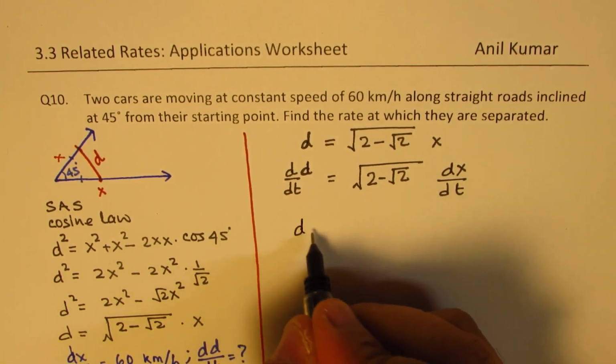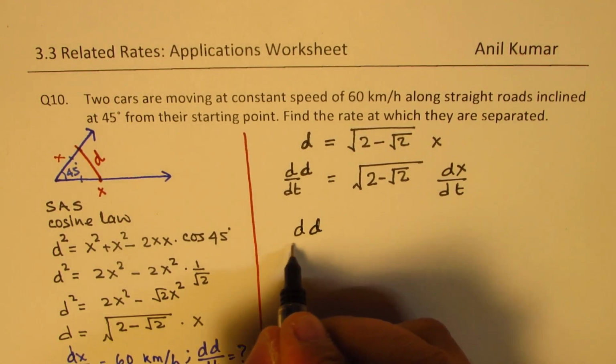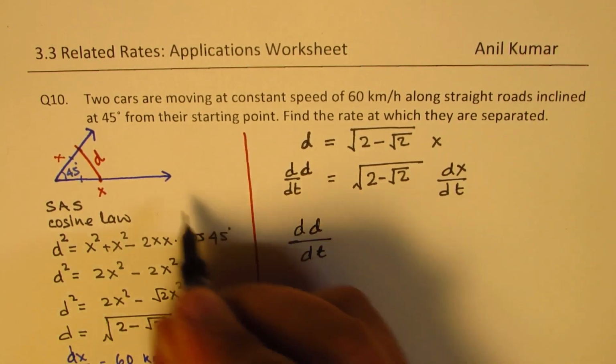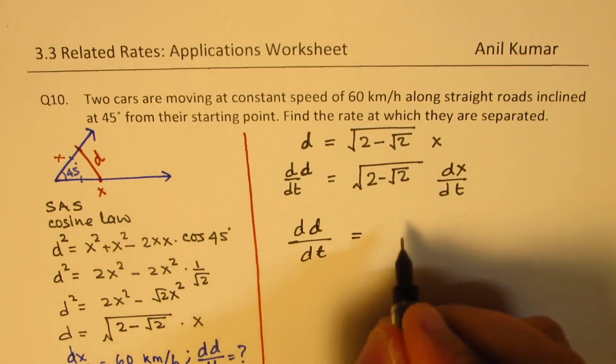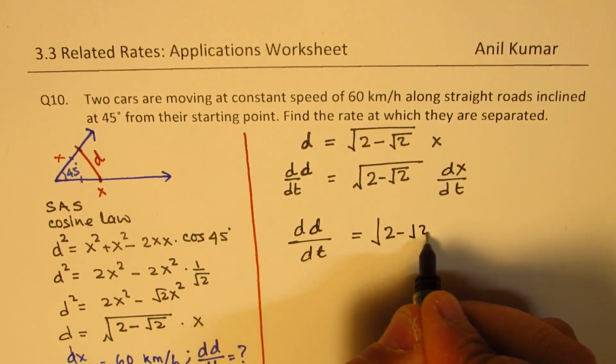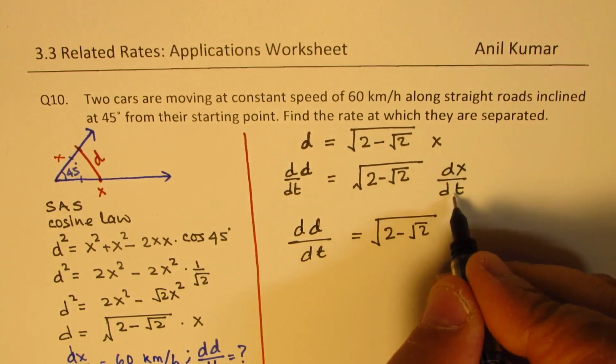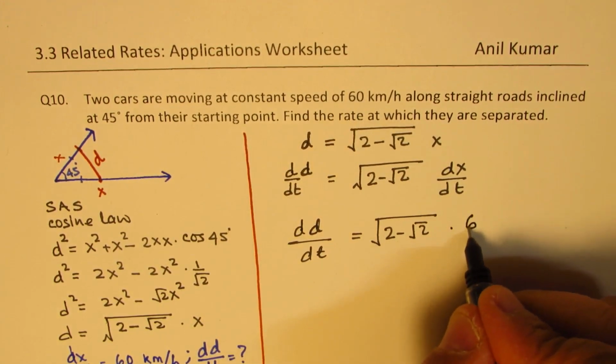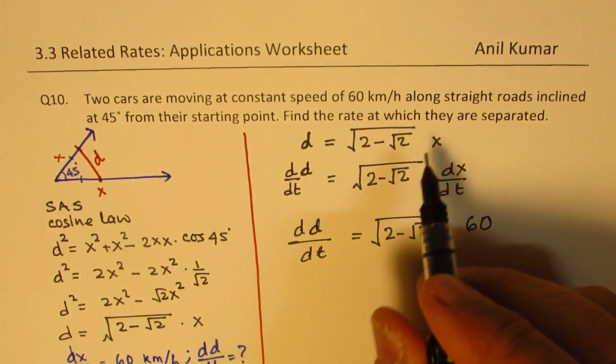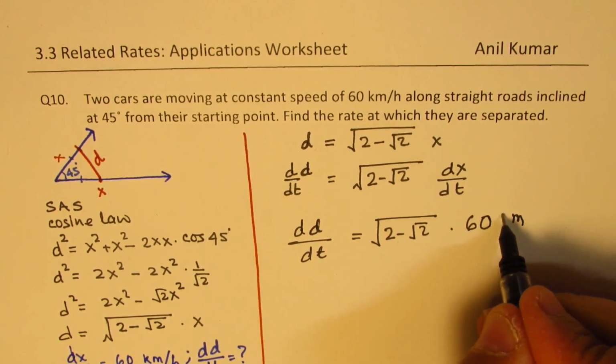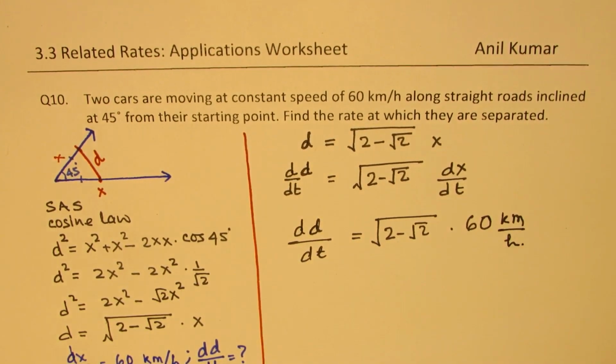So the separation d, this distance change between the two cars, is the square root of 2 minus square root of 2, times dx dt, which in our case is 60. And the units will be kilometers per hour. Is that clear to you? So that is how we'll solve this question. I hope the steps are absolutely clear. You can use the calculator to write an approximate value. However, this is the required solution.